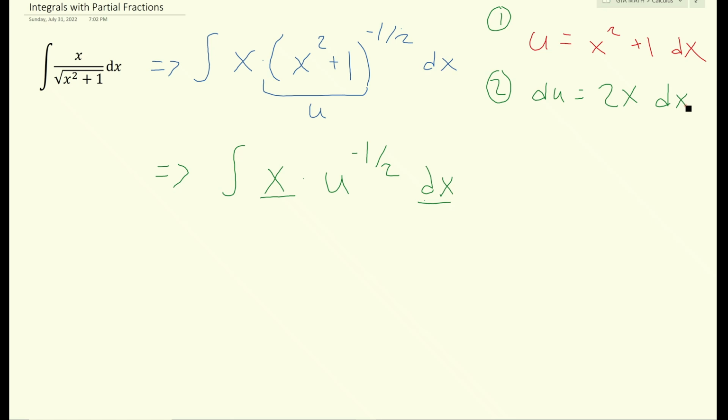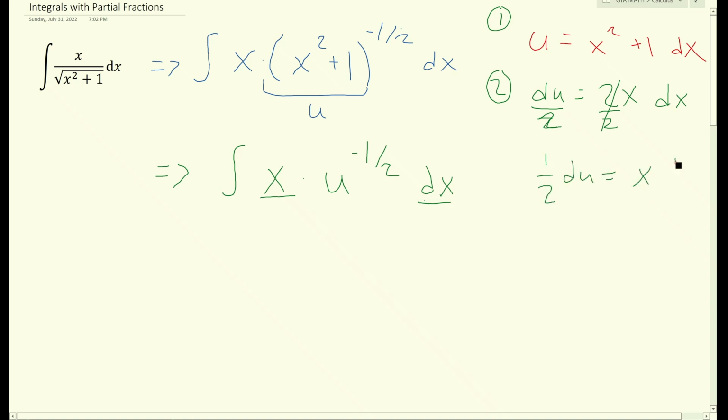And in order to do that, we're gonna divide this 2 that's here out of this equation. So now we're gonna end up with 1/2 du equals x dx, which is perfect because that's actually what we wanted, because now we can sub this in for the x dx we have. So I'm going to show you what that looks like.